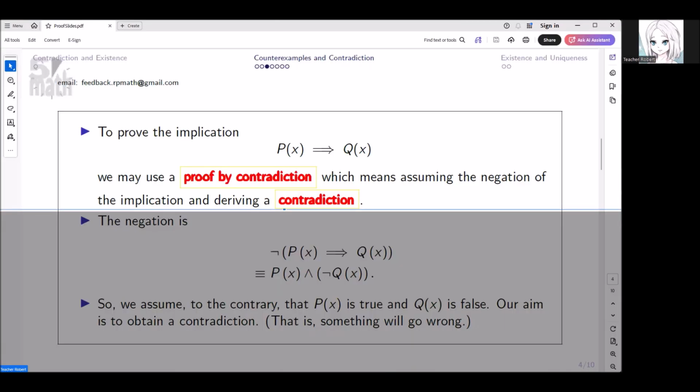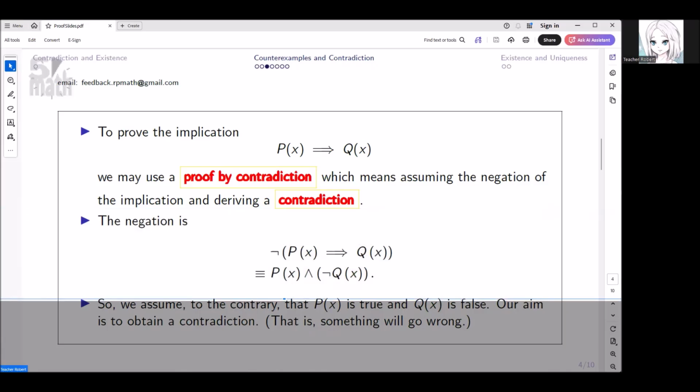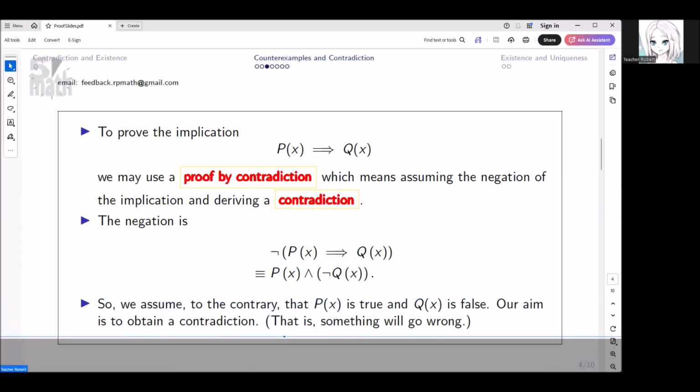To prove the implication P implies Q, we may use a proof by contradiction, which means assuming the negation of the implication and deriving a contradiction. The negation of P implies Q is logically equivalent to P and not Q. So we assume to the contrary that P of x is true and Q of x is false. Our aim is to obtain a contradiction. That is, something will go wrong.